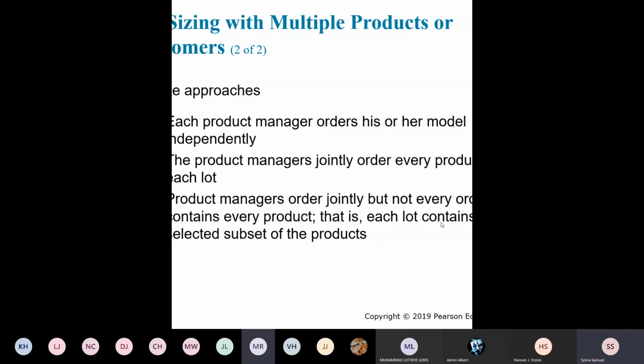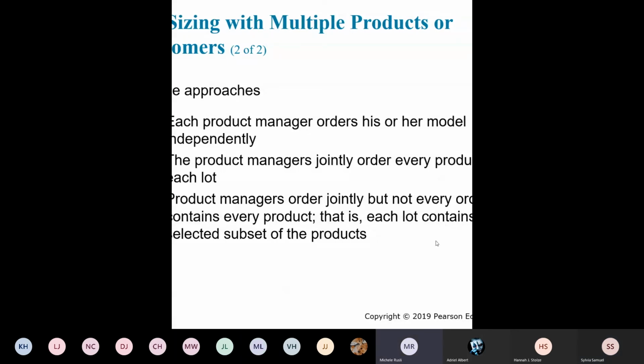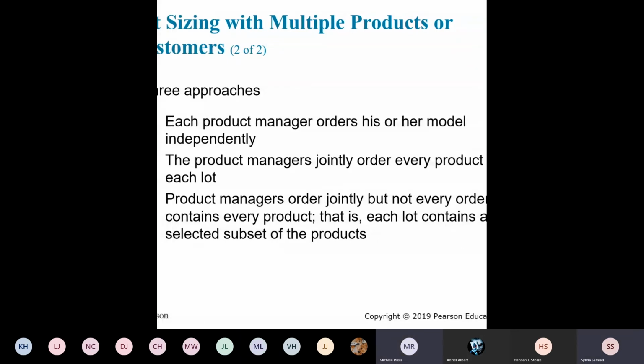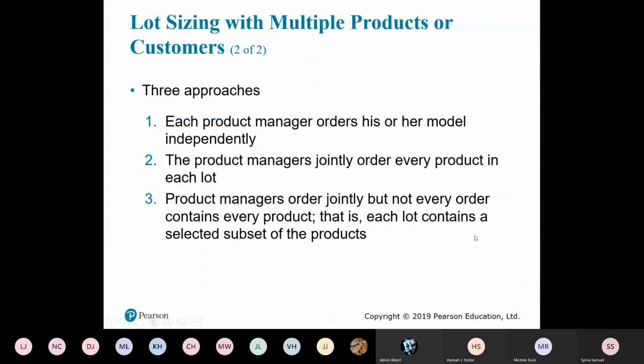Product managers order. Miss Sylvia, yes, the slide is cropped. It's not showing properly. Oh, okay. Let me try to stop sharing. I'll share again. Okay, wait. Thank you. How about now? Can you see? Yeah, it's showing properly now.